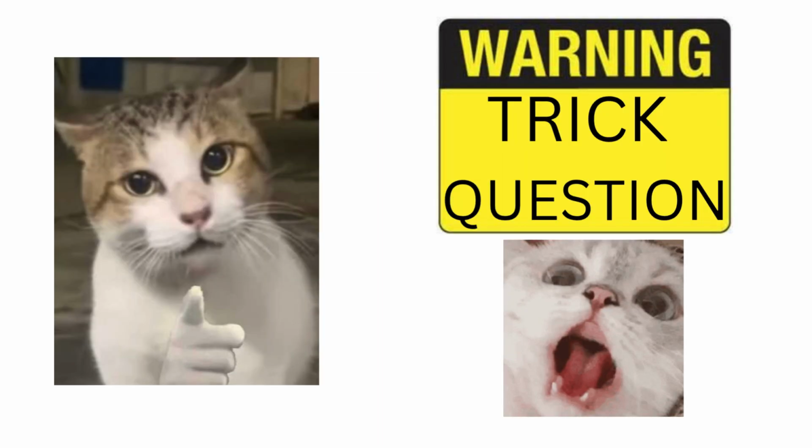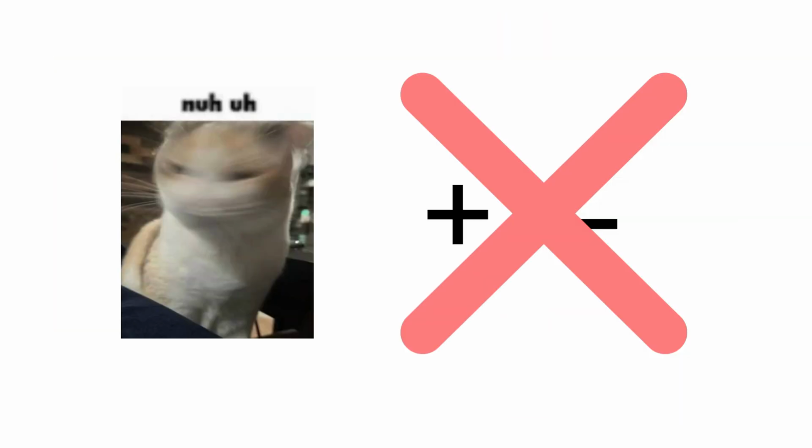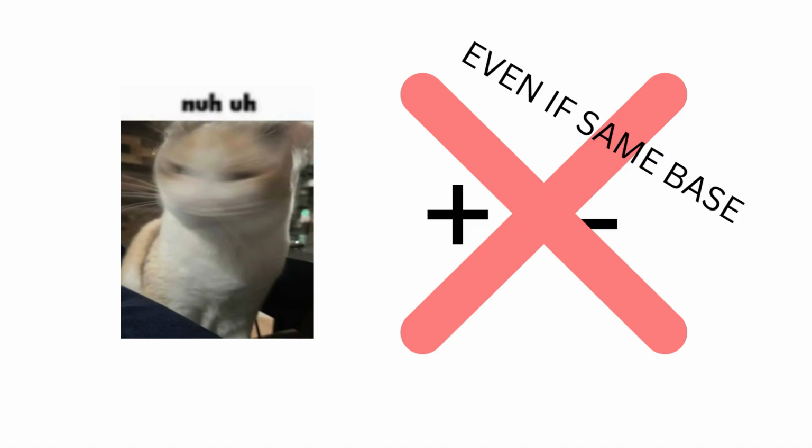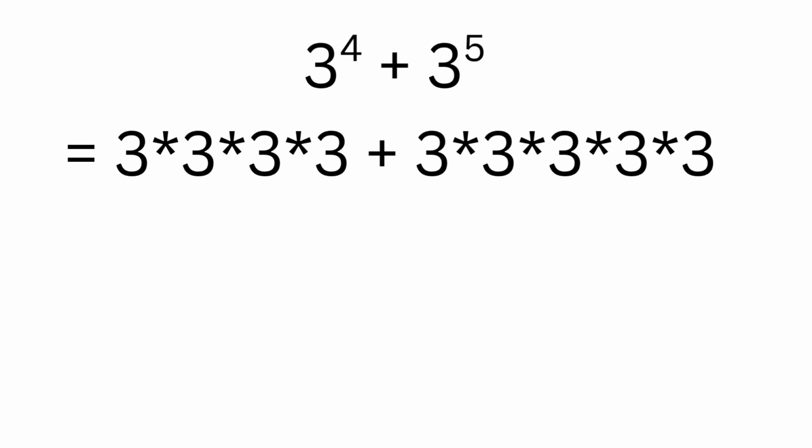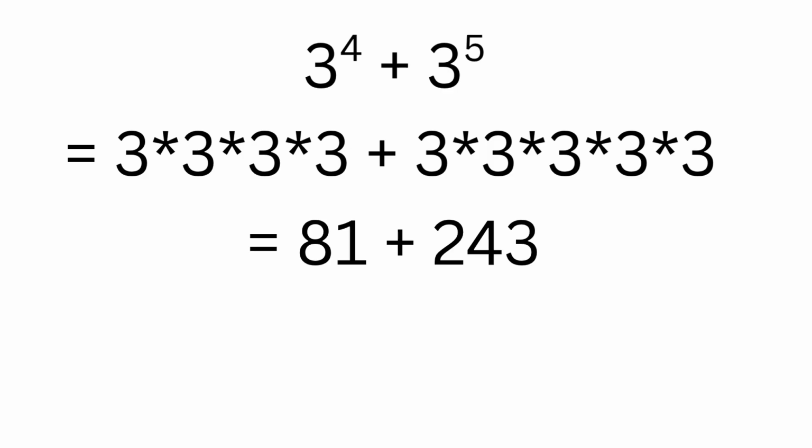Ready? Okay, good. Let's go over them. So, the first one is a trick question. Remember, you cannot add exponential expressions together, even if they share the same base. So, 3 to the power of 4 plus 3 to the power of 5 cannot be simplified into a single exponential expression. Instead, it would be 3 times 3 times 3 times 3 plus 3 times 3 times 3 times 3 times 3, which equals 81 plus 243, which equals 324.